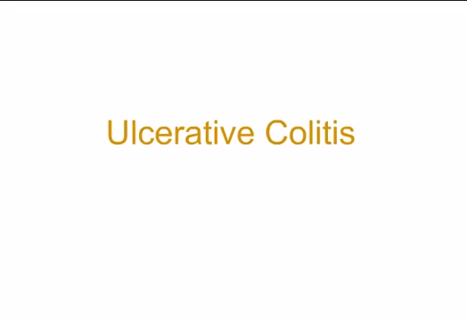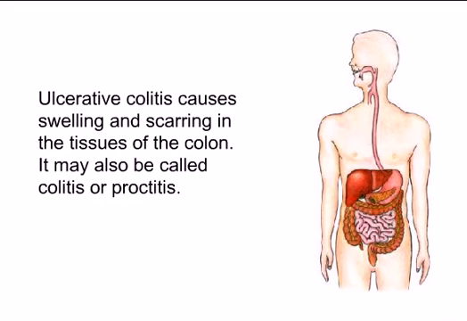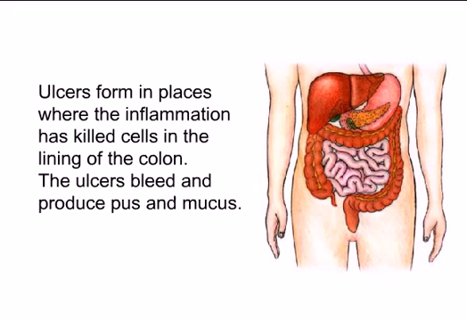Ulcerative colitis. Inflammation is the body's natural way of clearing up damaged tissue. Ulcerative colitis is when the inner layers of the large intestine lining become inflamed. Ulcerative colitis causes swelling and scarring in the tissues of the colon. It may also be called colitis or proctitis. Ulcers form in places where the inflammation has killed cells in the lining of the colon. The ulcers bleed and produce pus and mucus.